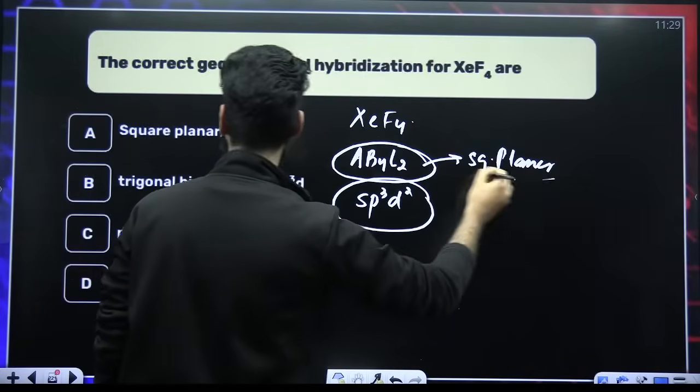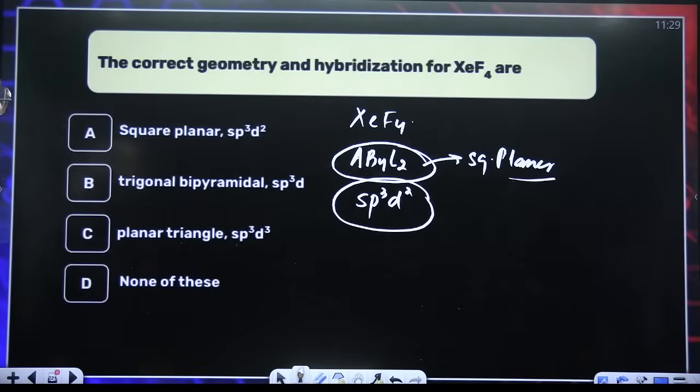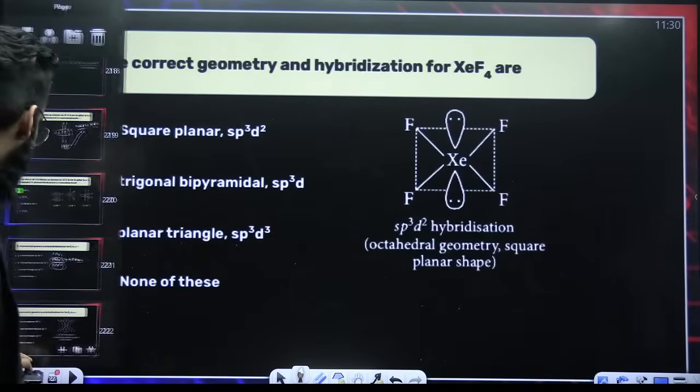All those things we have discussed. Perfect. So it's option A, which is the correct answer of this particular question.